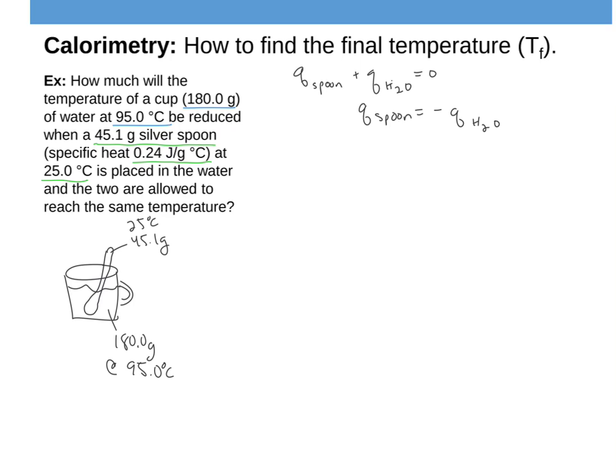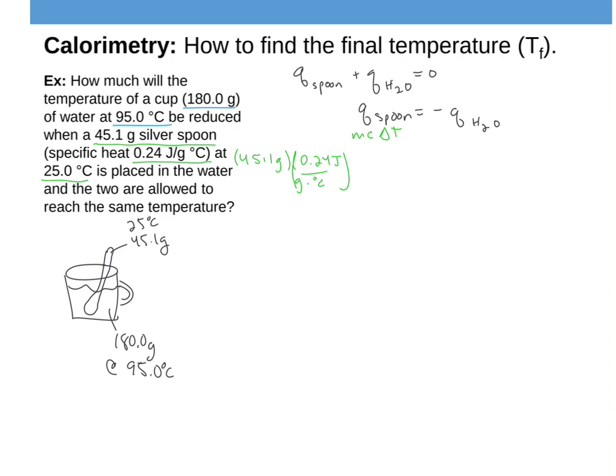So for the spoon, I know a lot about the spoon. I know the spoon's mass, right? Again, we're going to use the MC delta T. So I know the spoon weighs, what did they tell us, 45.1 grams. I know the specific heat, they told me it's 0.24 joules per gram degrees Celsius.